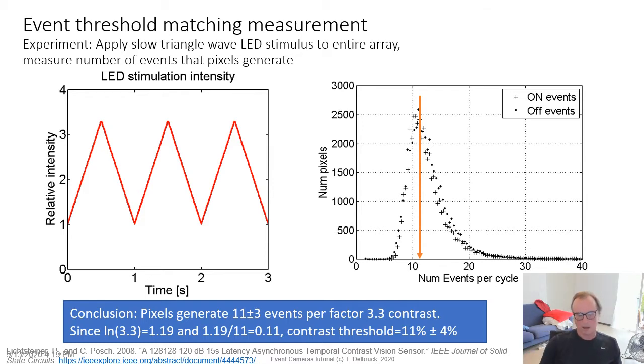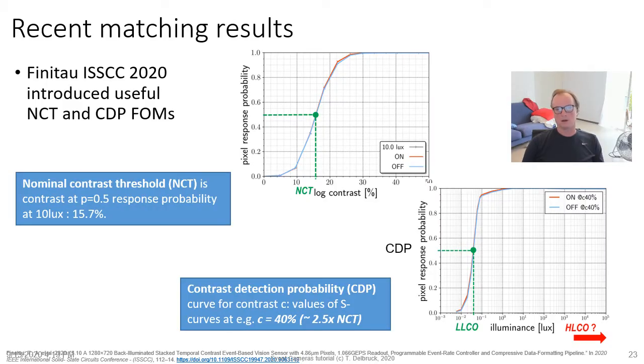I'll show you another measurement here of recent matching results from this Prophesee Sony paper of ISSCC 2020. They introduced useful metrics called NCT and CDP for figures of merit. In particular, they defined the nominal contrast threshold as the contrast with a probability of 0.5 of the pixels responding at 10 lux sensor illumination. In this particular measurement, they showed that the nominal contrast threshold they could achieve was about 16% intensity change. At 16% intensity change, half the pixels actually responded to this log intensity change.